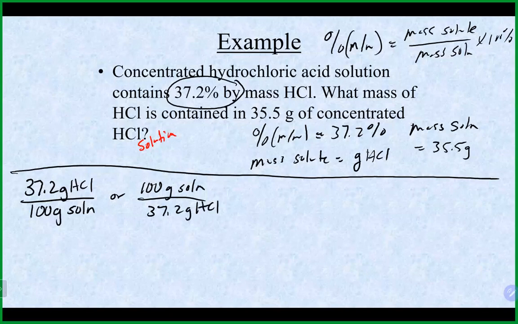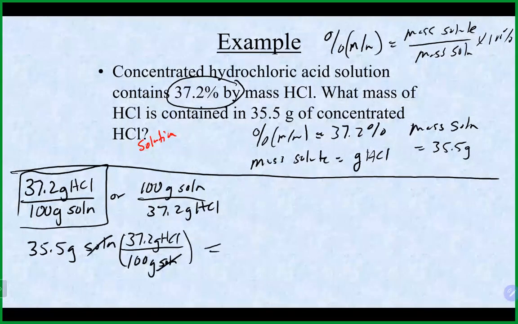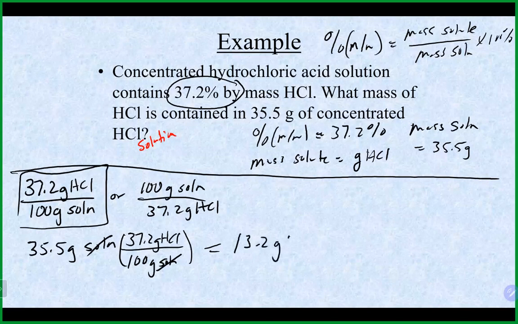So if you took more of a dimensional analysis approach to this problem, we could take our 35.5 grams of solution. We'll use the correct conversion factor that we're looking for, which would be this one, 37.2 grams of HCl over 100 grams of solution. The grams of solution will cancel. That gets us basically here 35.5 times 37.2 divided by 100 gets us 13.2 grams of HCl.